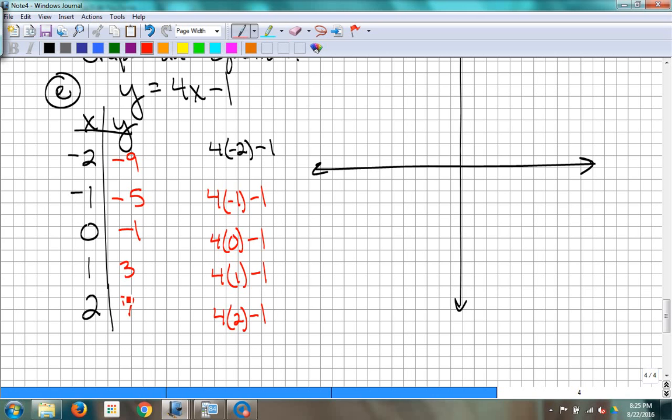Now I've got 5 ordered pairs that I can plot on the coordinate plane, the way we did with the very first example in class. And what we should see is some sort of pattern develop in the way the picture looks. We can see the pattern in the numbers there, hopefully, that we're going up by 4 each time. That's that 4 in front of the x. That's what's causing that. So I'm going to plot those points. So I'm going to negative 2, negative 9.